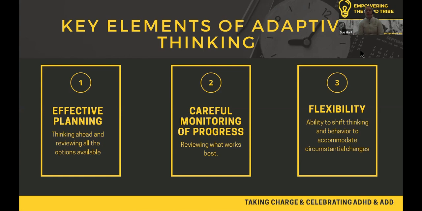Third element, flexibility. The ability to shift thinking and behavior to accommodate these circumstantial changes is essential. If we become so rigid in our thinking that it has to be this way, reality is that things aren't the way we really want them to be. So we have to have this element of flexibility in there.